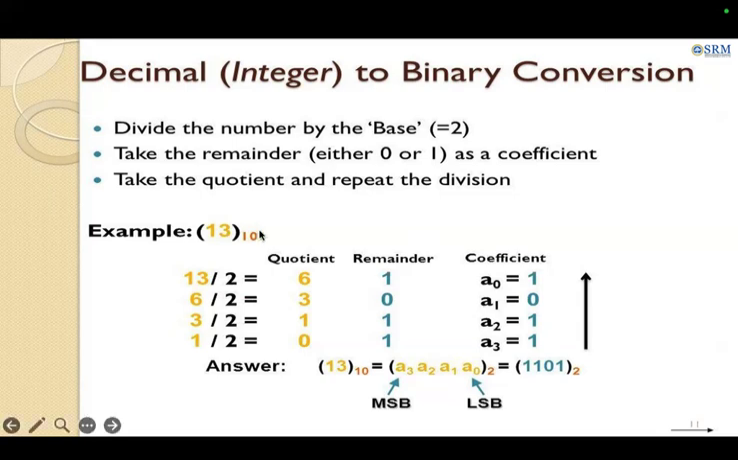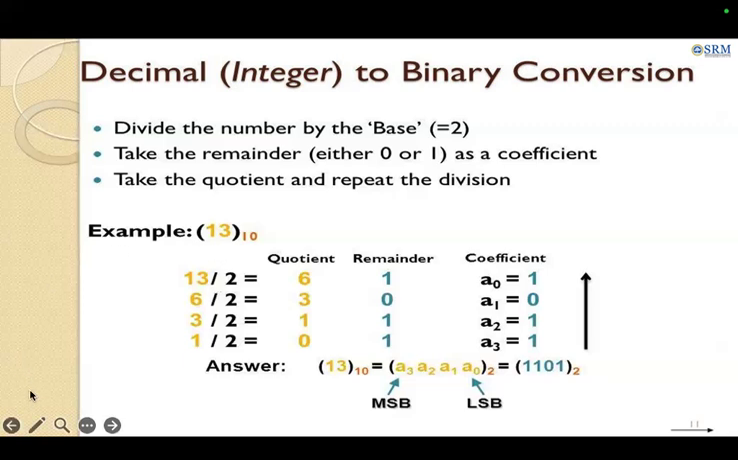The first conversion is decimal to binary. How can we convert a decimal number to binary? We'll discuss the integer part first, then the fractional part. If we have a decimal integer, first divide this integer by 2, and take the remainder, which will be either 0 or 1, as a coefficient. Then take the quotient and repeat the division. That is the procedure you have to follow.